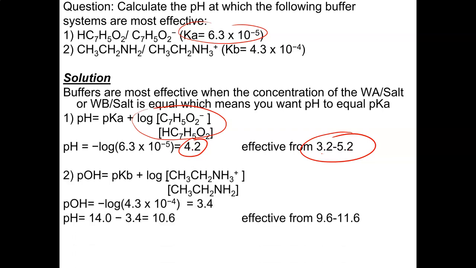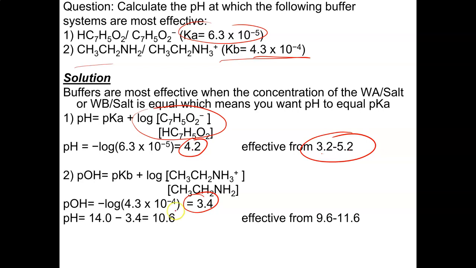All right, for the second scenario, my pOH is 3.4. So if they're giving you hydroxide data, if they give you Kb, you have to get the pOH, not the pH, first. I do want to point that out. They'll get cute with these questions. They'll give you that kind of question where they give you Kb. They say, okay, what's the most effective pH range for this?